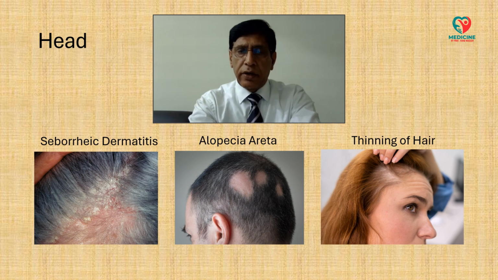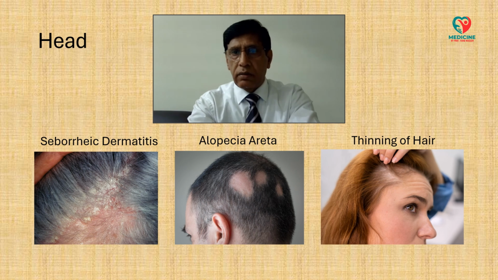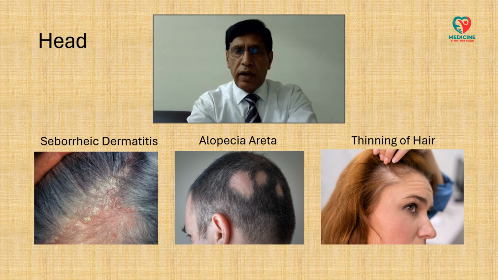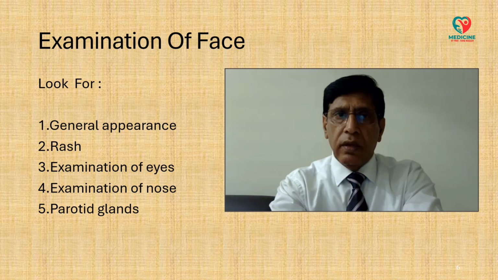It is not uncommon, particularly in women, to have loss of hair or thinning of hair, which may be a manifestation of an underlying autoimmune disorder like systemic lupus erythematosus. It may be a manifestation of chemotherapy. It may be a nutritional deficiency. So observing all these features in the head and the hair is important.